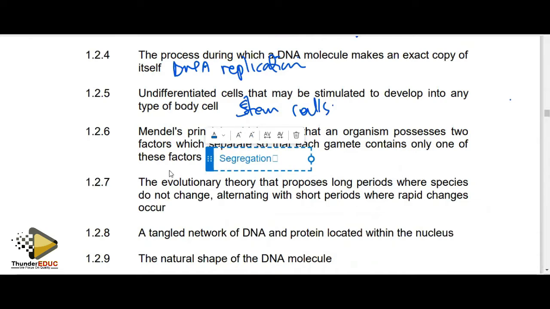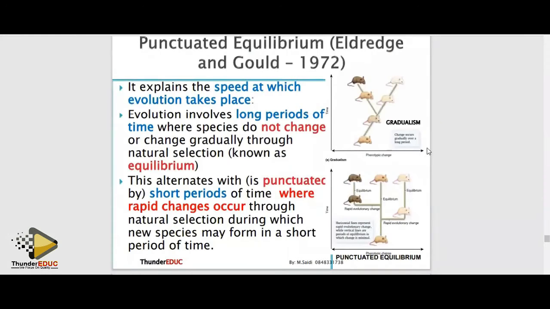Then another question, they're saying an evolutionary theory that proposes long periods where species do not change, alternating with short periods where rapid change occurs. This is punctuated equilibrium. Where do we find this? Yeah, the answer is here.